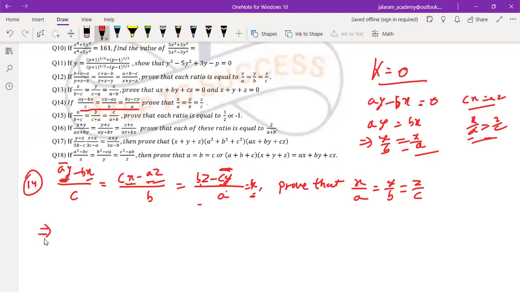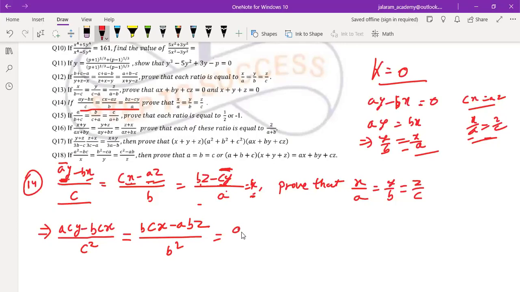If we multiply numerator and denominator of the first ratio by c, we get (acy - bcx)/c². Both terms are multiplied by c. The second ratio is multiplied by b, so (bcx - abz)/b². The third ratio is multiplied by a, so it becomes (abz - acy)/a², equals k.